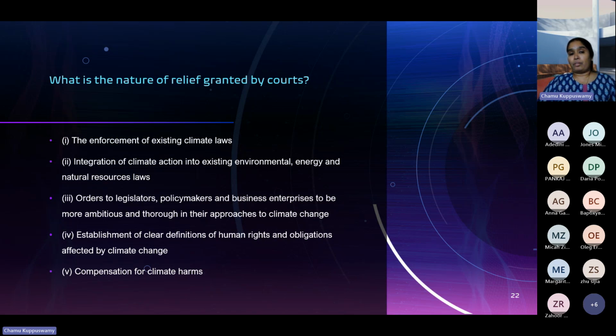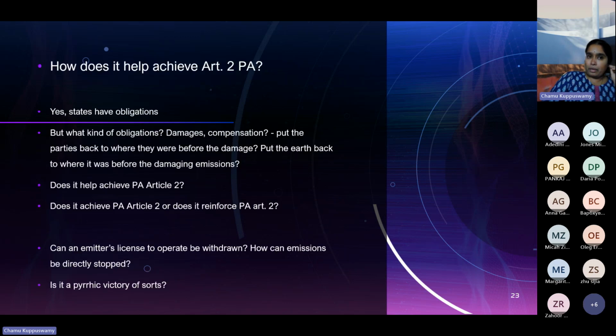Establishment of clear definitions of human rights and obligations affected by climate change. So certainly scoping out different legal concepts in the context of climate change, as they've done in the context of human rights, is very beneficial so that the parties are able to clearly ask for relief based on the accepted definition. Compensation for climate harms. So this is all the different types of relief that has been granted by the courts. So what do we think about these reliefs? If this is the relief, how does it help achieve Article 2 of the Paris Agreement?